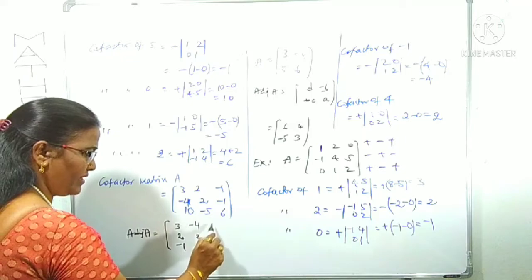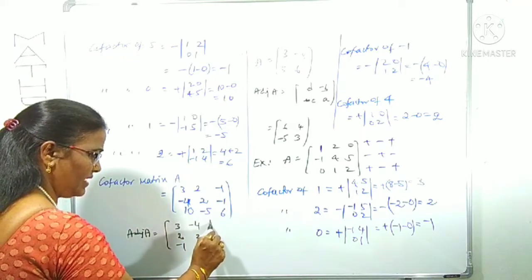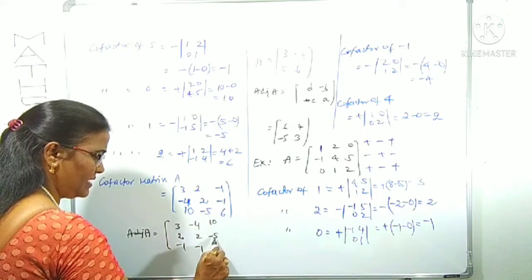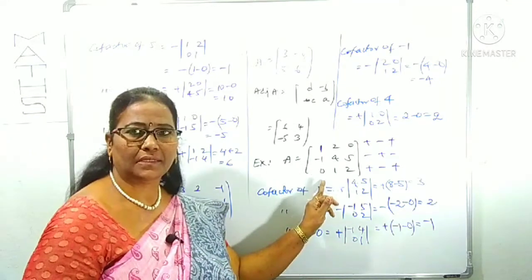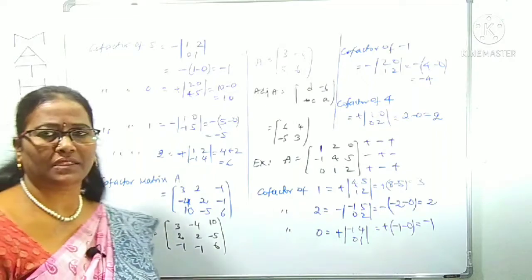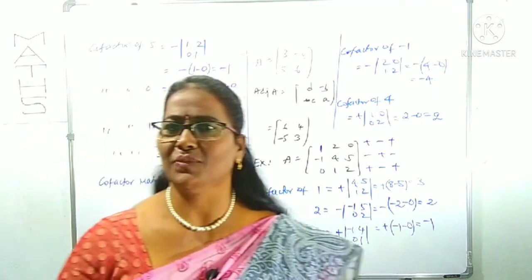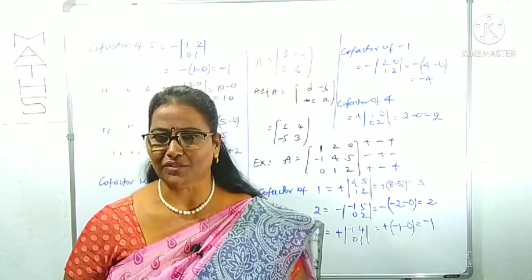What about the third row? 10, -5, 6. We can write it as a column: 10, -5, 6. This is our adjoint of the given matrix. Like this we can find the adjoint. Adjoint is simply the transpose of the cofactor matrix.